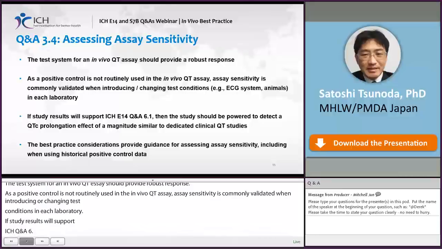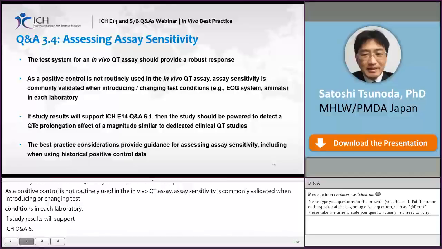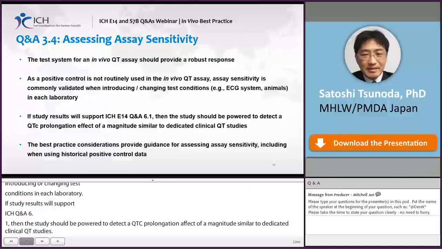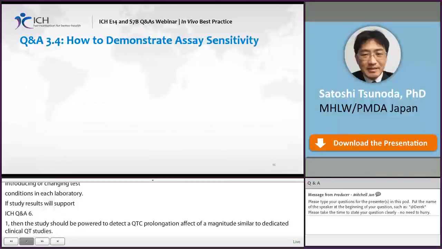The best practice consideration provides guidance for assessing assay sensitivity, including when using historical positive control data. Next slide shows how to demonstrate assay sensitivity.